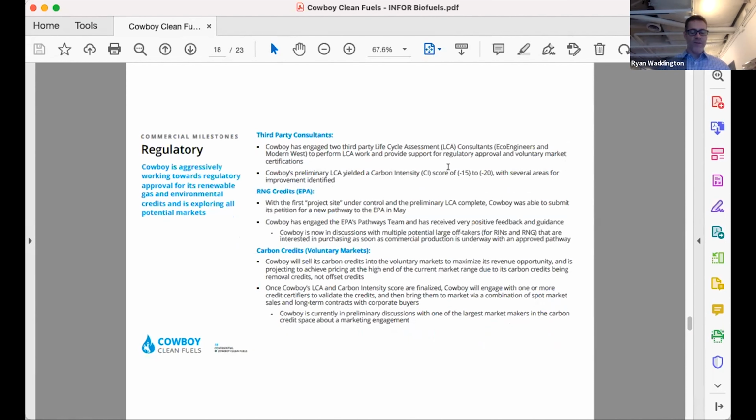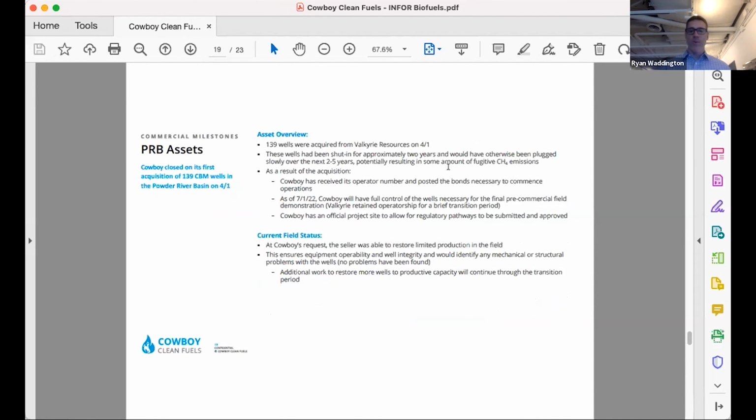We do need certain regulatory and other approvals to fully monetize our products, including an approved pathway from the US EPA and third-party verification for our carbon credits. These certifications and approvals are all currently in process. We don't have them as yet, but they're currently in process. We expect them to be received relatively soon.